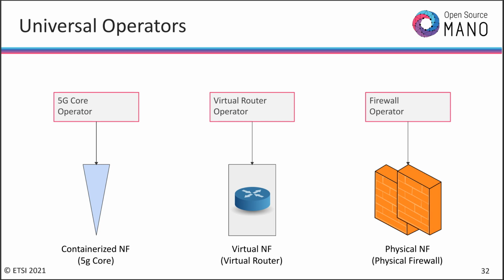As I said before, there are several types of network functions from different natures and vendors. Charms are universal operators because they allow us to operate network functions regardless of their nature and enable the space for integration.